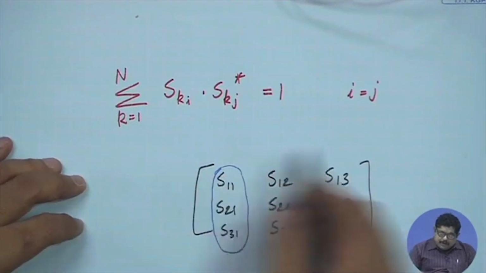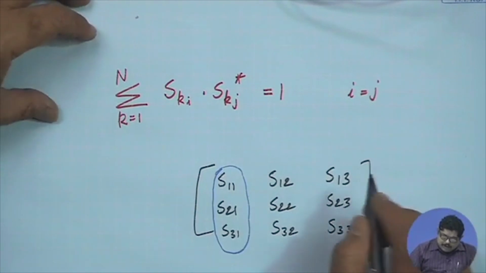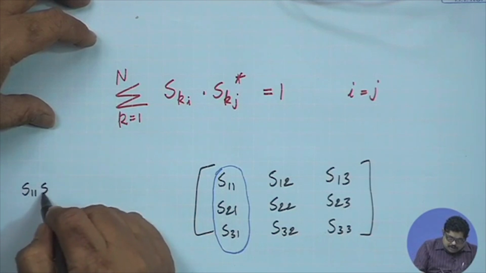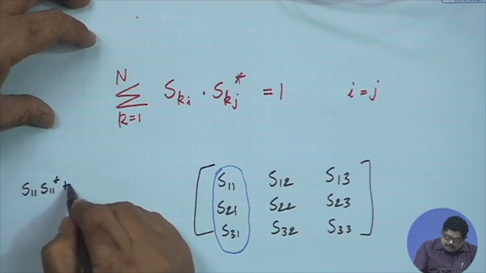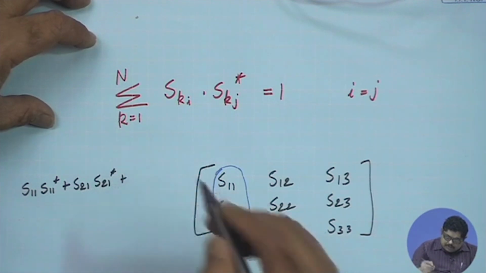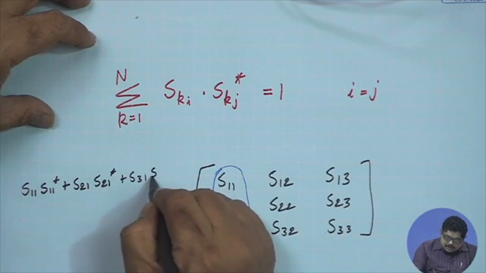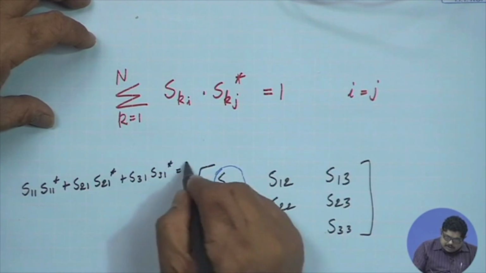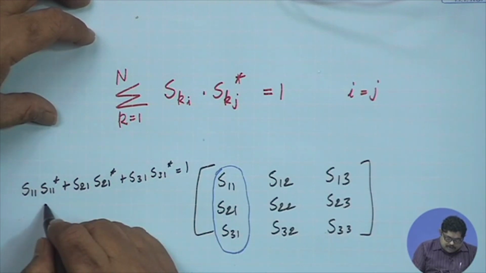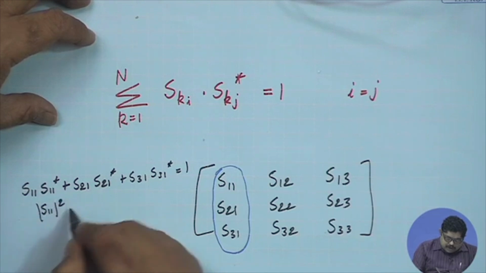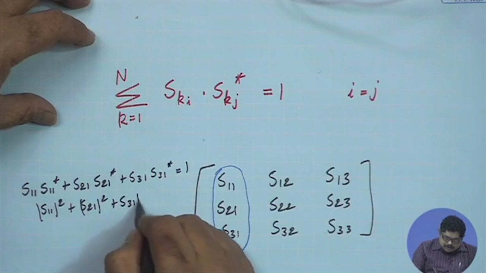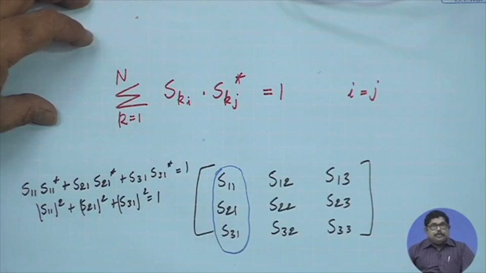So, if the matrix is unitary, I will get S11 star plus S21 star plus S31 star is equal to 1. S11 star means what? S11 square plus S21 square plus S31 square is equal to 1.